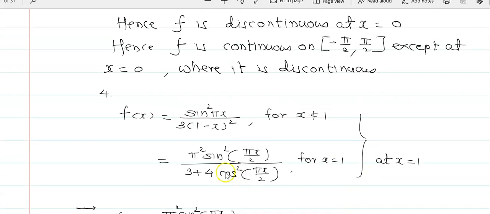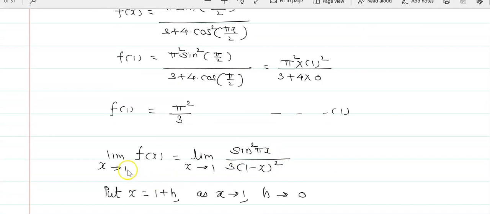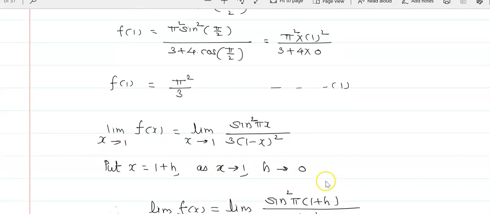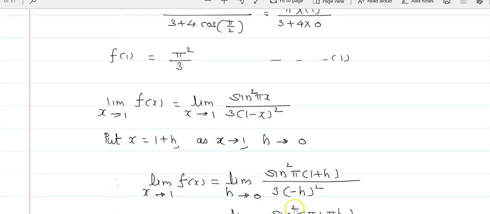Now we will take the limit of the function. For this, we take this function: sin square pi x upon 3 in bracket 1 minus x bracket square. To evaluate this limit, very interesting limit, as x tends to 1, put x is equal to 1 plus h. As x tends to 1, h tends to 0. Limit x tends to 1, f of x is equal to limit h tends to 0 of sin square pi in bracket 1 plus h. Now what is the value of 1 minus x? The value of 1 minus x is minus h, and minus h bracket square.